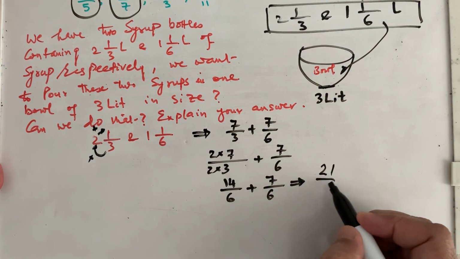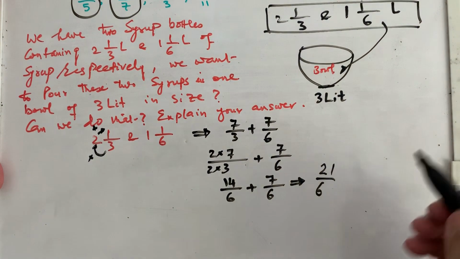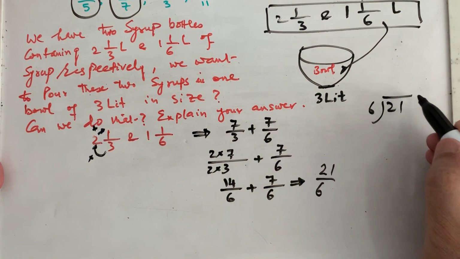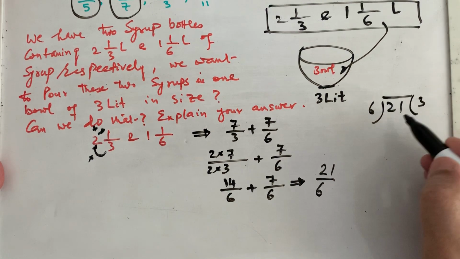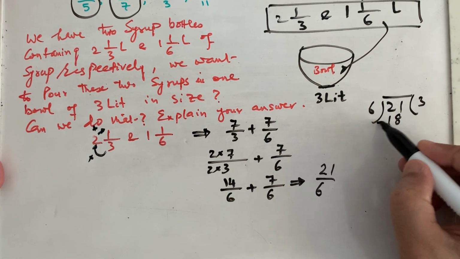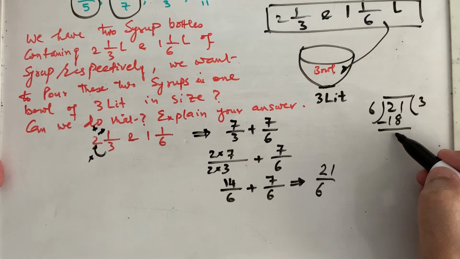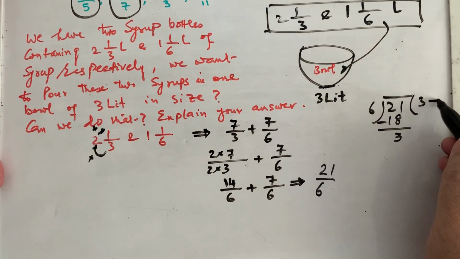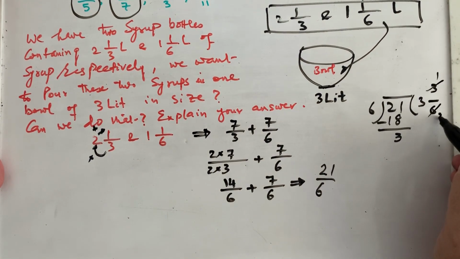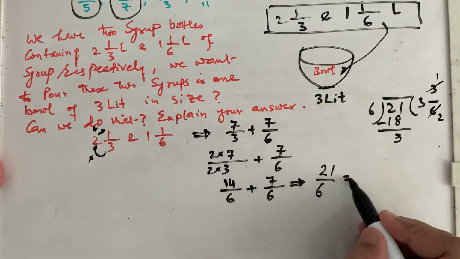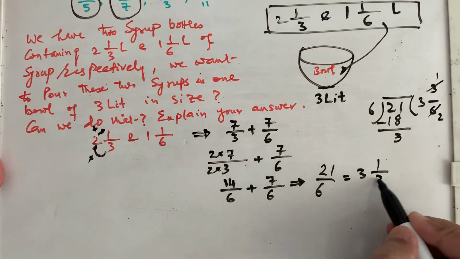21 divided by 6. And how to divide? 21 by 6. So 6 times 3 is 18, right? What is left? 3, right? So 3 whole and 3 by 6, and 3 by 6 can be simplified as 1 by 2. So your answer here is 3 whole and 1 by 2 liter, right?